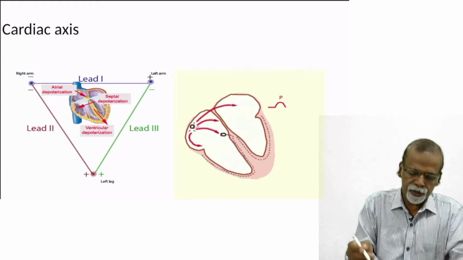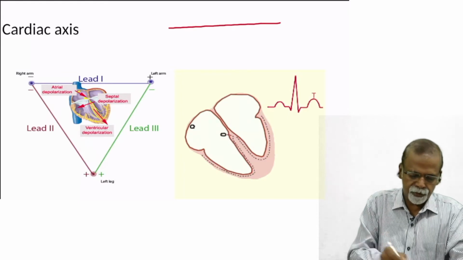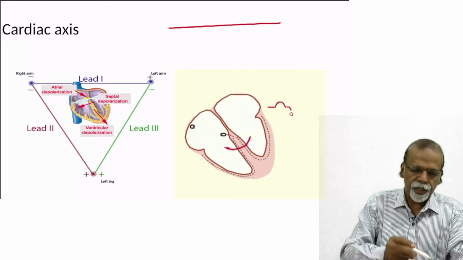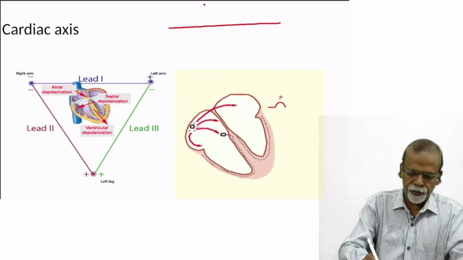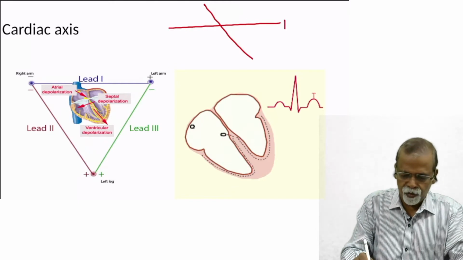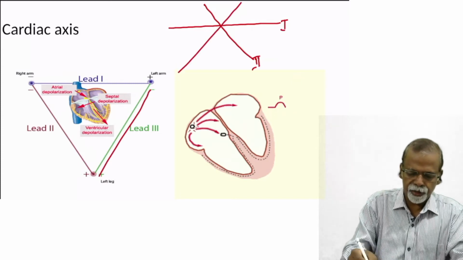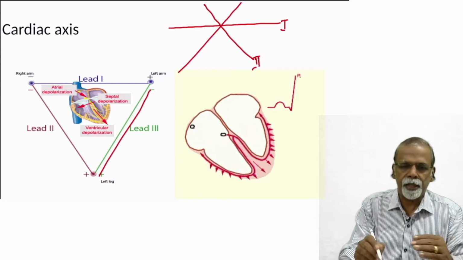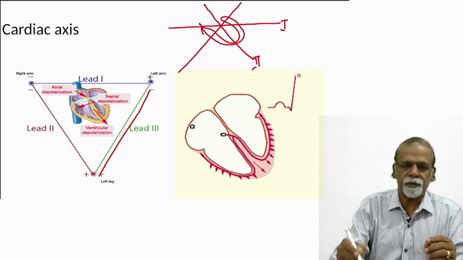Last time we discussed the lead system. Lead 1 is represented like this. So this is lead 1. You can take lead 2 from here and keep it in such a way that it bisects lead 1. So this is lead 1, this is lead 2, and you take lead 3 and keep it in such a way that it bisects. So this produces the triaxial reference system, and the heart is sitting here.